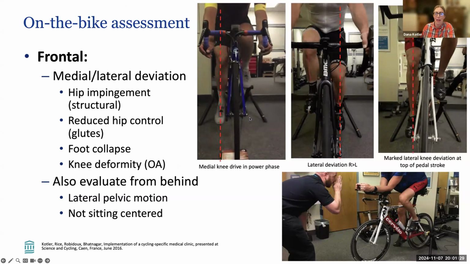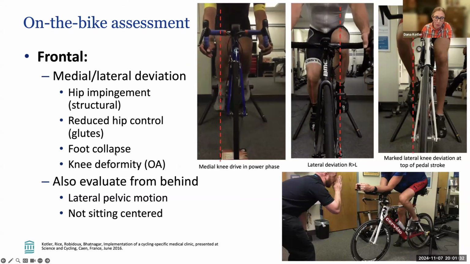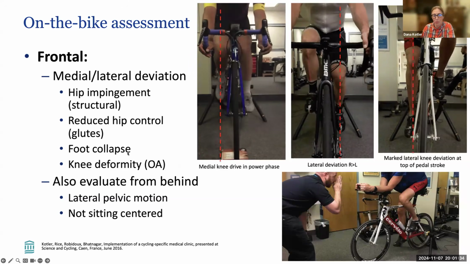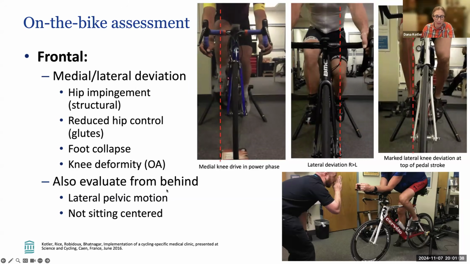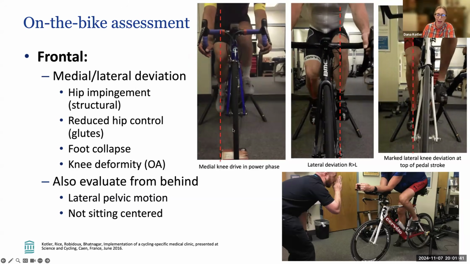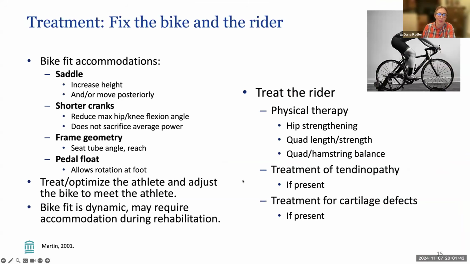And these motions of the knees can be indications of some reduced hip control, some hip restriction of the range of motion, or some collapse of the foot, or even just some arthritis of the knee. So we also look from the back because that helps us see if they're sitting centered on the saddle. So when we're treating something like anterior knee pain, you want to fix the bike and you also want to treat the rider. So in terms of the bike fit accommodations, as we said, you might want to move the saddle up a little bit and or move it posteriorly. You might want to check the level of it to make sure they're nice and supported. You might want to think about the crank length.